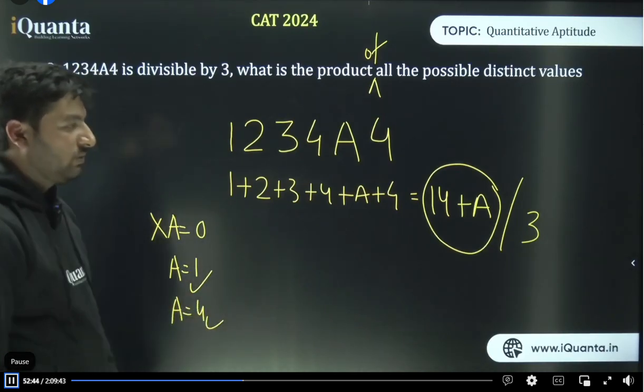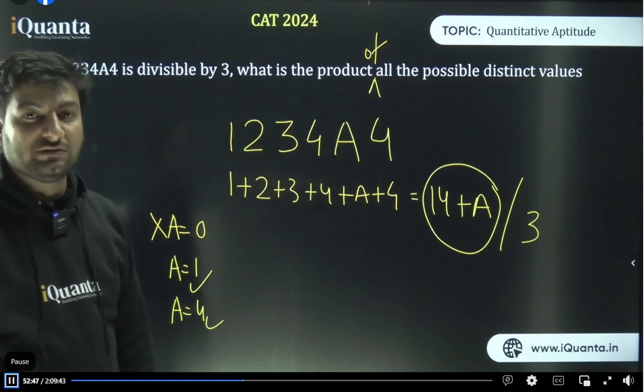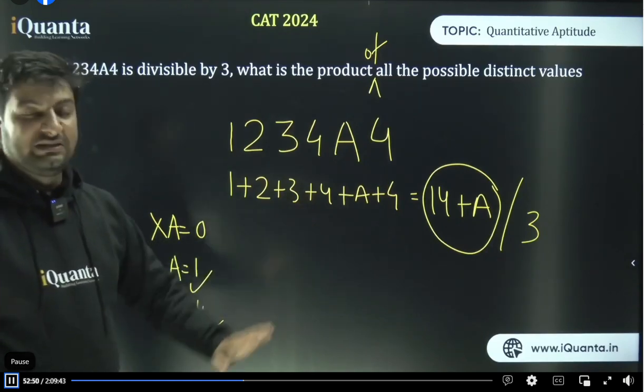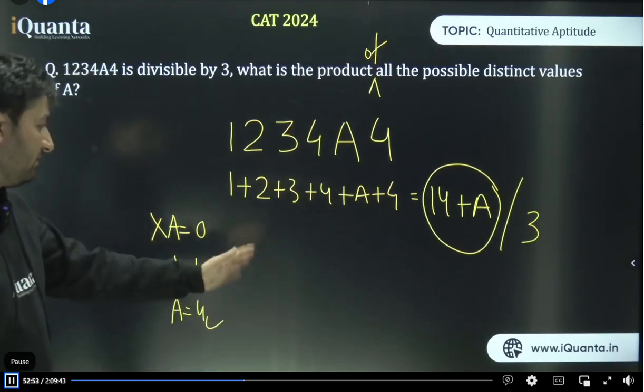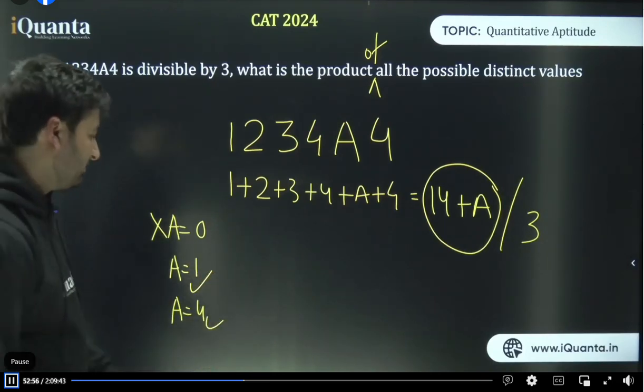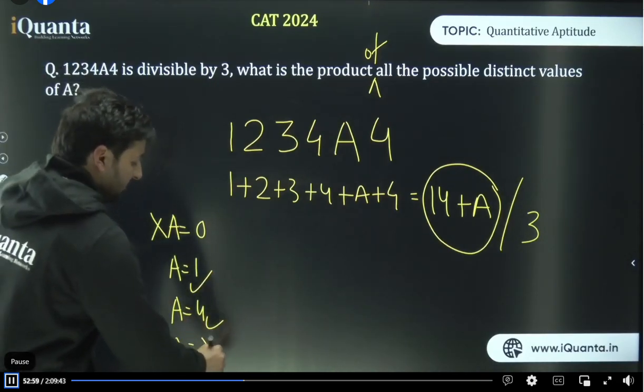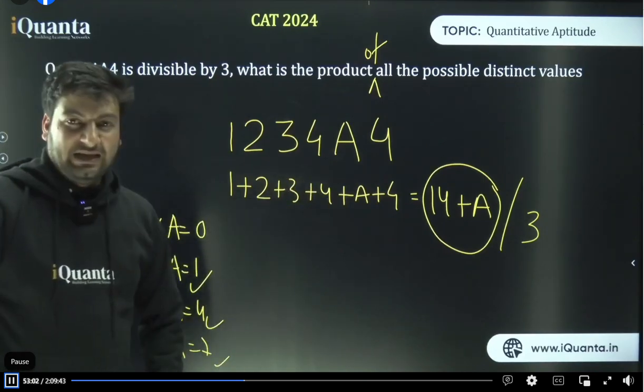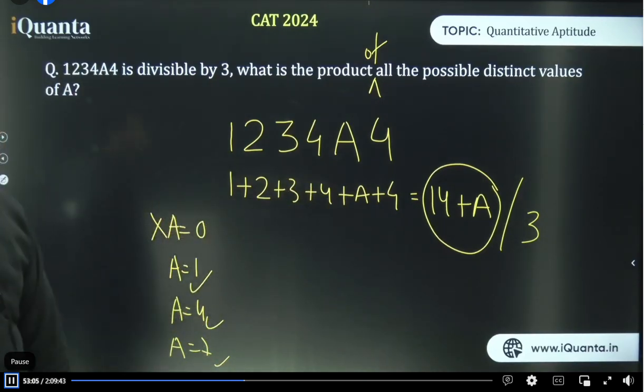Let us quickly check with 5. 14 plus 5, 19. No, 19 is not divisible by 3. If you put 6, 14 plus 6, 20. 20 is not divisible by 3. You put 7. So 14 plus 7 is 21. 21 is divisible by 3, so you will consider A equal to 7. What about 8 and 9? 14 plus 8 is 22. 22 is not divisible by 3. Similarly with 9, 14 plus 9 is 23. 23 is not divisible by 3.